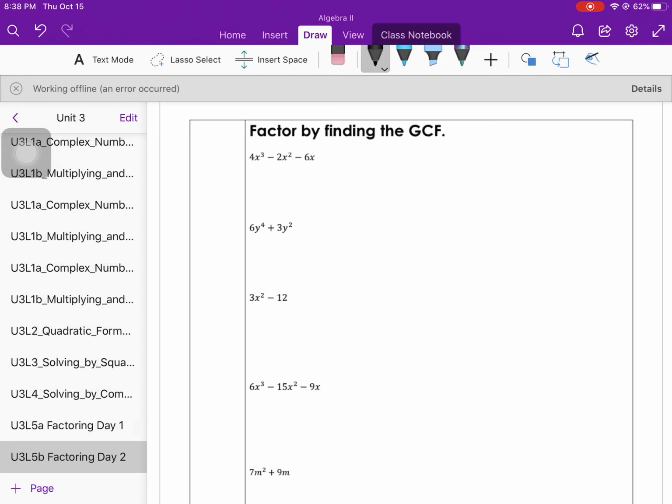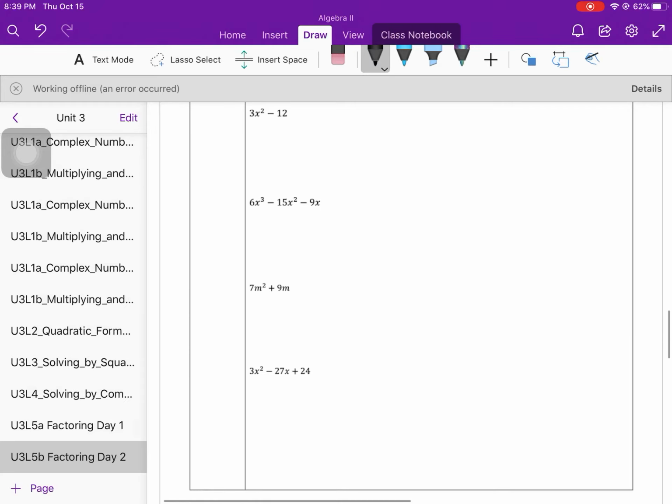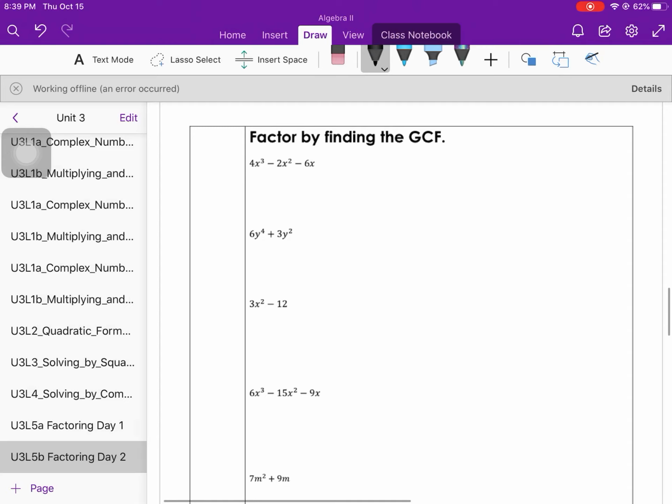Now, factor by finding the GCF, which stands for greatest common factor. This is what we should always be looking for whenever we're factoring. That's usually the number one mistake when I see factoring: people forget to take out the greatest common factor first. The greatest common factor is a term that would divide into everything, and we pull it outside like it's parentheses. So this first one, we look at the numbers first. We have 4, -2, -6. Those are all even numbers, so we can actually pull out a 2 from everything.